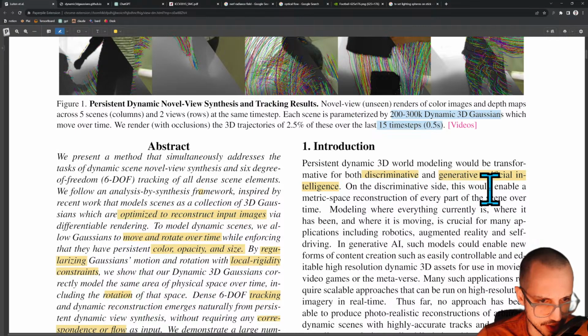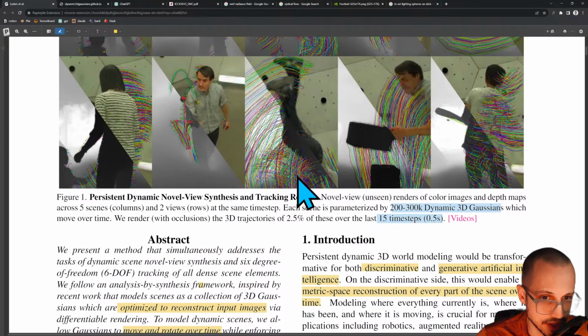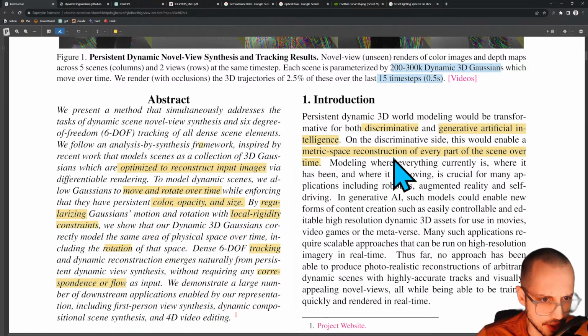On the discriminative side, this would enable a metric space reconstruction of every part of the scene over time. So you could measure the distance between things. Modeling where everything currently is, where it has been, where it's moving is crucial for many applications, including robotics, augmented reality, and self-driving. Very true. And I think one thing that they don't even mention here is physics, right?